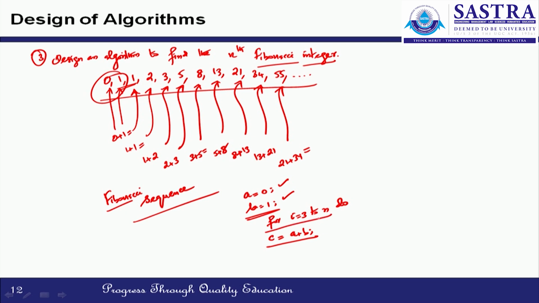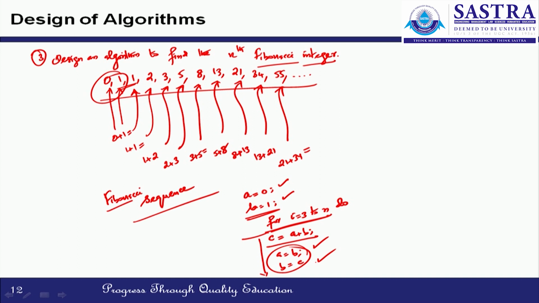After finding the third number, we need to update the values of a and b. So the value of b is updated to a and the value of c is updated to b. a is equal to b, b is equal to c. These statements should come under the for loop. For i is equal to 3 to n do, c is equal to a plus b, and updating the variables a and b, a is equal to b and b is equal to c.